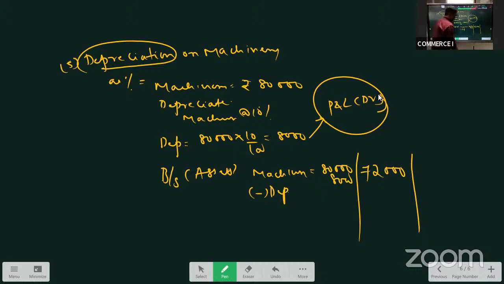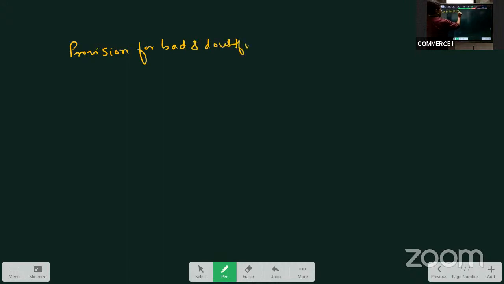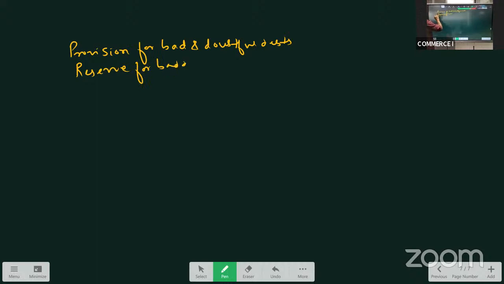Okay. Then we have provision, the last adjustment I should say, provision for bad and doubtful debts. Bad and doubtful debts, or provision for bad debts, like that it will be given, or sometimes they'll give it as reserve for bad and doubtful debts. One and the same. Reserve or provision. Provision is the correct word. So provision for doubtful debt is to be created, right?